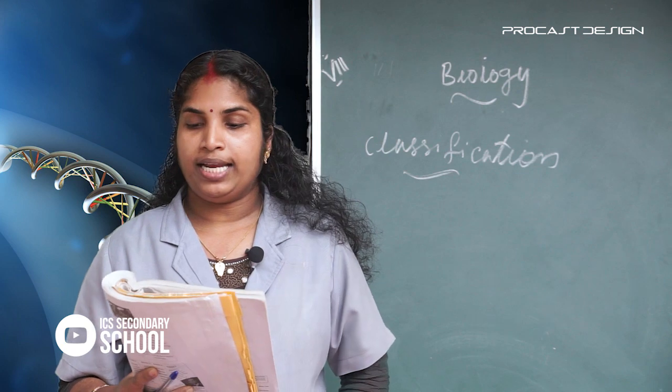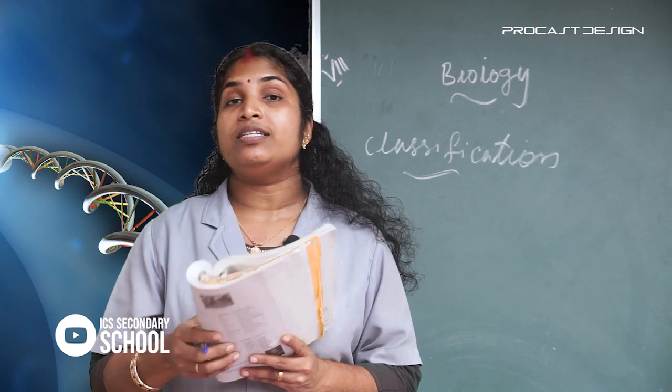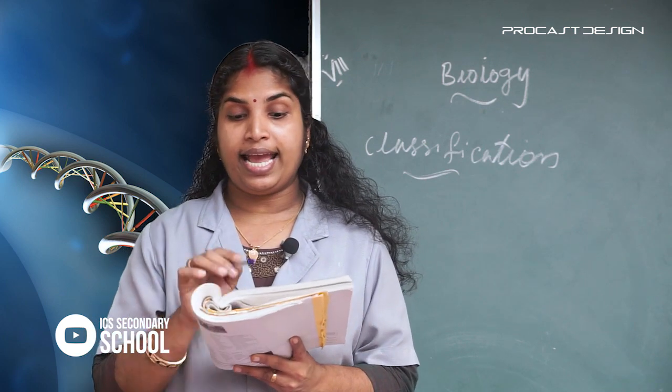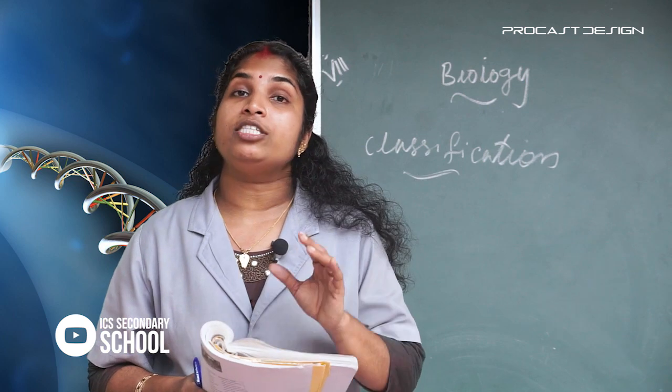Write the taxonomic levels from kingdom to species of man in the science diary. Please take your science diary and write the kingdom to species, the binomial nomenclature of man. Please try to evaluate the binomial nomenclature of man.